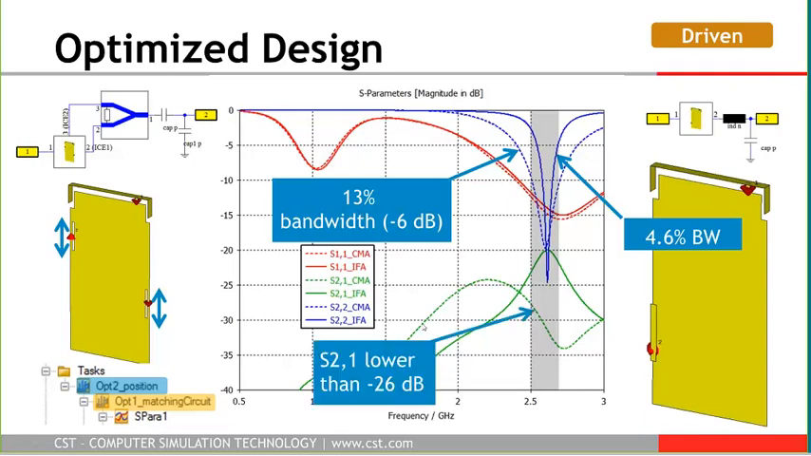And more importantly, we selected the positions of the coupling elements in such a way that we suppress the higher order modes, which means that you will have very low S21 or very low coupling, much lower than minus 26 dB.